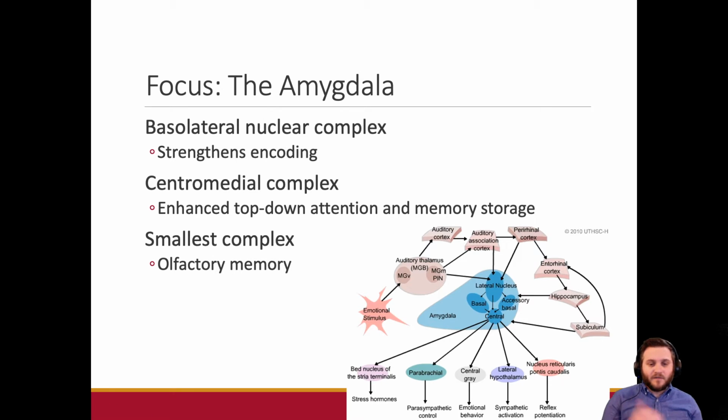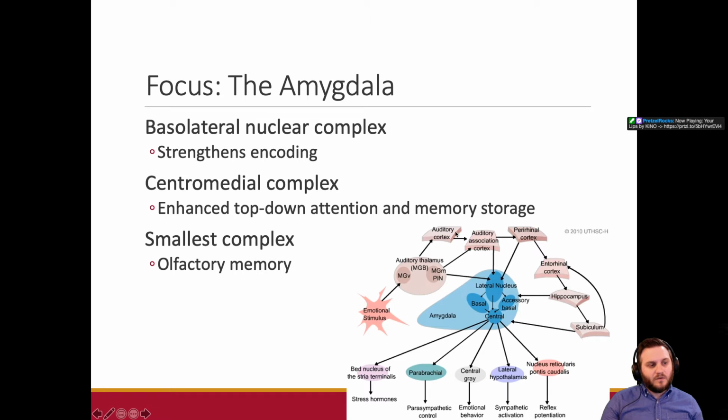And what I mean by above and what I mean by below indicates the streams. So dorsal and ventral streams, right? So dorsal is cortex, and ventral is like midbrain, hindbrain stuff. So things that you don't have conscious awareness of. So, you have your sympathetic activation, parasympathetic activation, reflex potentiation, all of that, stress hormones. These are all things that you do not have conscious awareness of.